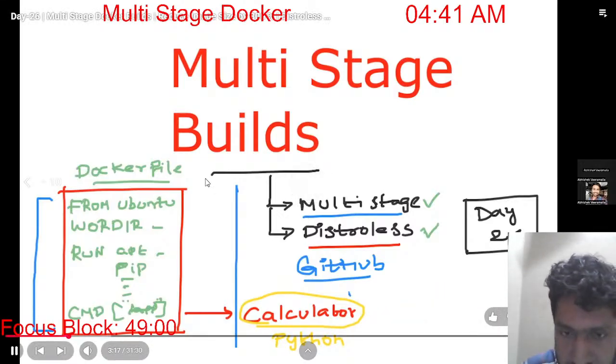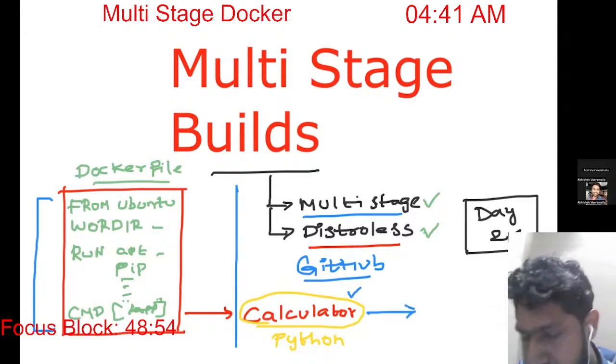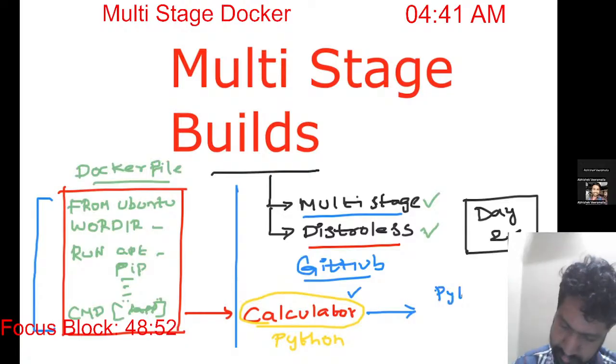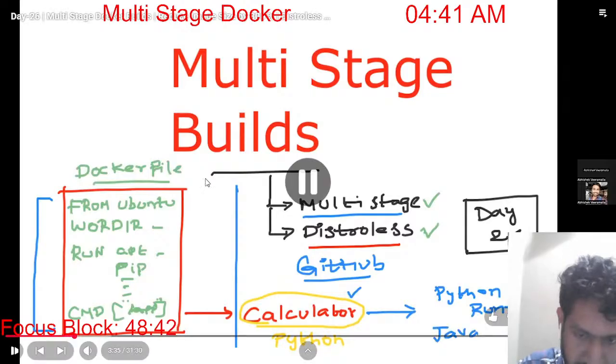Right? A calculator application, or it can be a complicated application as well, that your organization is using. You only require a Python runtime to execute this application, right? Because it's a Python application, you will require a Python runtime to run it. If it was a Java application, you would only require a Java runtime.